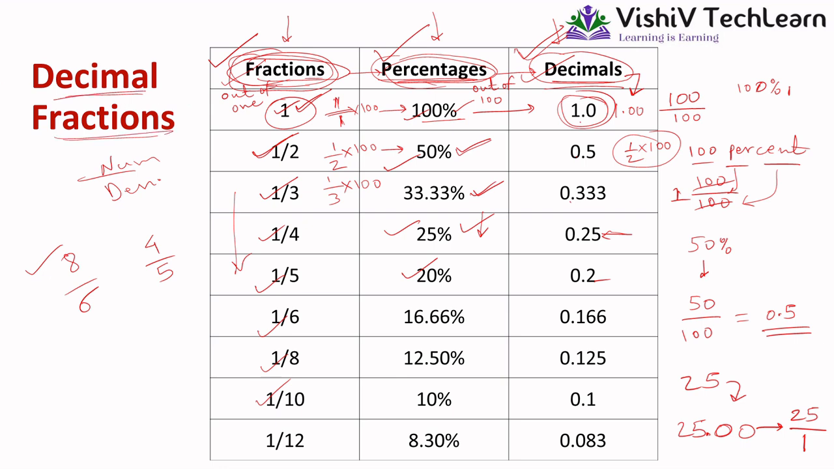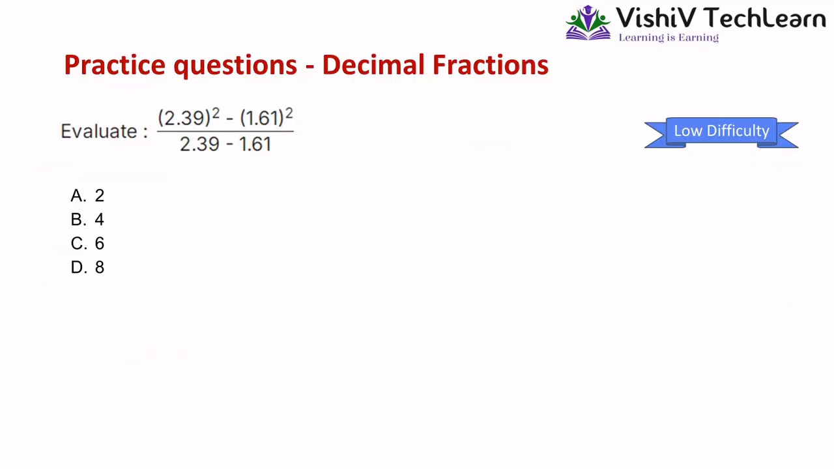Now when we are solving aptitude questions on the basis of this decimal fraction topic, you have to use these concepts. How can we represent 1 by 4 in terms of percentage as well as in terms of decimal, and maybe somehow we have to simplify it to get the final answer. Okay, so let's start with questions.